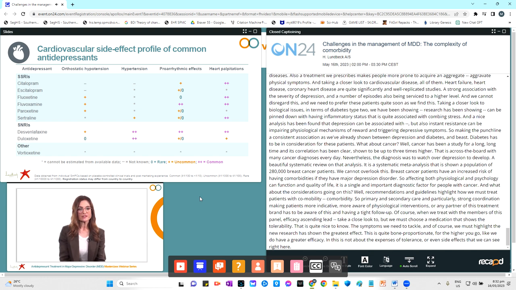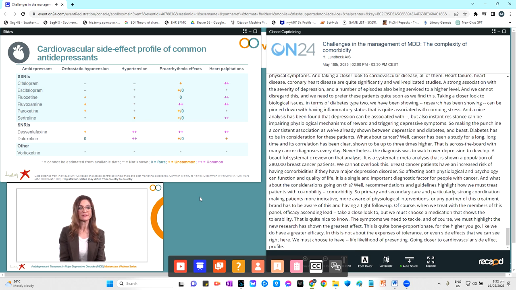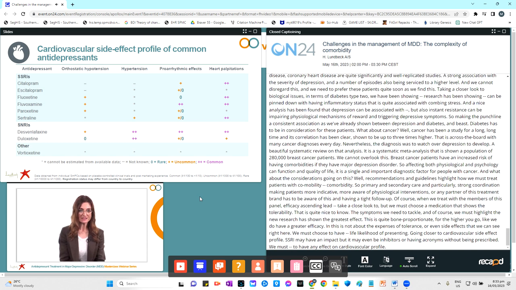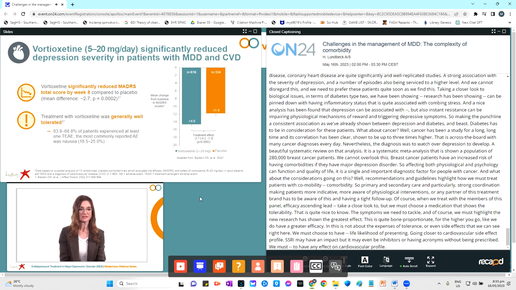Going closer to cardiovascular side effect profile. Okay, SSRIs may have an impact, particularly because they may be inhibitors or have interactions with other medications being prescribed. We must take good care with patients who are prescribed medications or antidepressants that have an impact on the norepinephrine pathway. And we must probably choose the ones who are less likely to have an impact on cardiovascular profile, and vortioxetine comes along quite nicely. More so, it has been shown to be effective in treating patients with MDD and cardiovascular disease.